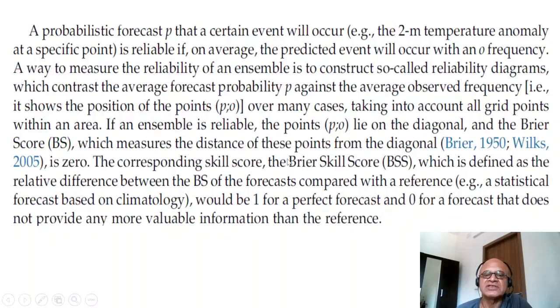The corresponding skill score, BSS, the Brier skill score, is defined as the relative difference between the Brier score of the forecast compared with a reference, for example, a statistical forecast based on climatology. It would be 1 for a perfect forecast and 0 for a forecast that does not provide any more valuable information than the reference.